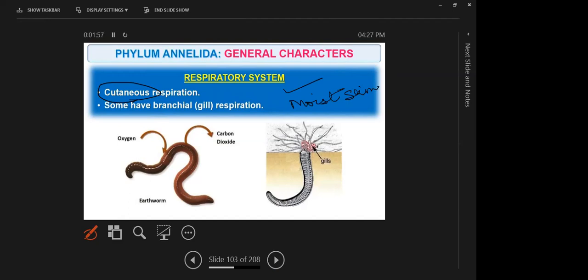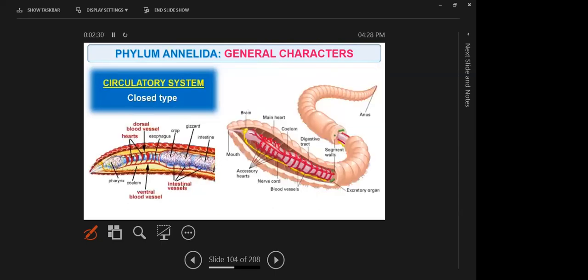Here there is moisture inside the soil. Can you see this side? In the other photo, moisture is there, and here you have tiny gill-like structures, not gills. When oxygen comes in from the atmosphere, it takes the oxygen and supplies it to the internal tubules, and whatever carbon dioxide is generated is given out. So it respires through the moist skin, which is called cutaneous respiration. Okay. The circulatory system is a closed type.